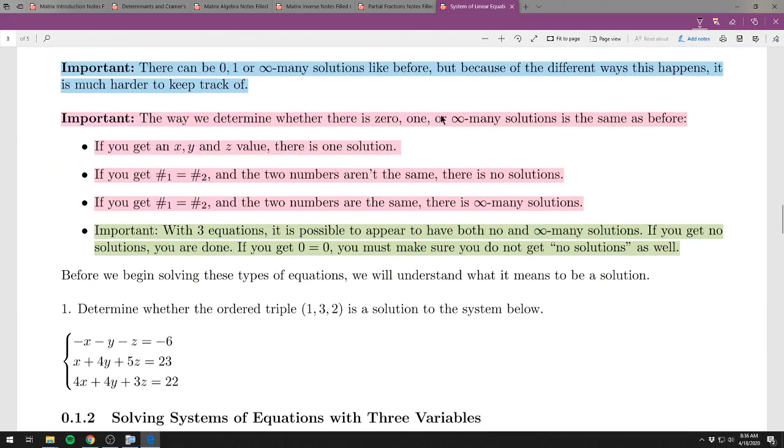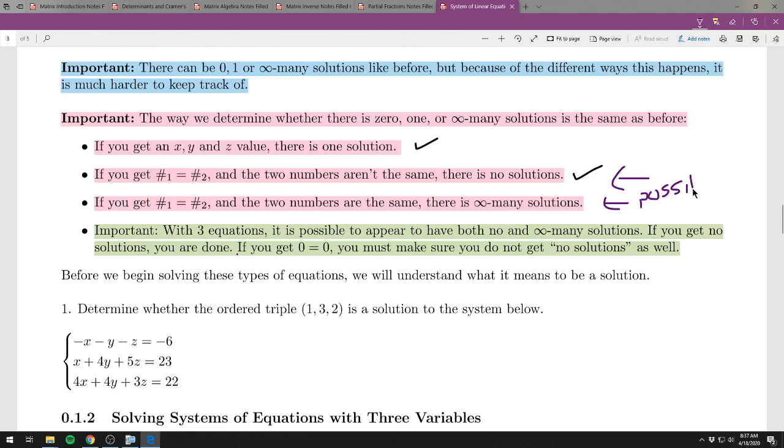All right, so I have that outlined right here. Whether you have 0, 1, or infinitely many solutions looks a lot like before. If you get an x, y, and z value, there is one solution. If you get two numbers that don't equal each other, there are no solutions. Those are absolutely 100% going to be the case. The one you have to worry about is still most of the time going to be true. In this section all the time when we get the matrices, since it's a little easier to do, not always. But if you get two numbers that are equal, you should get infinitely many solutions.